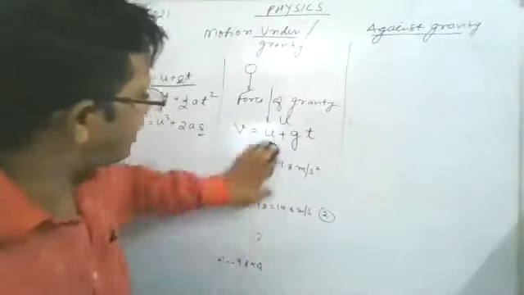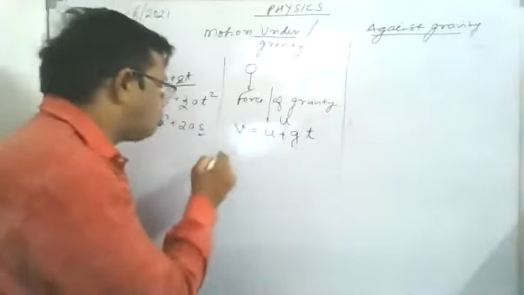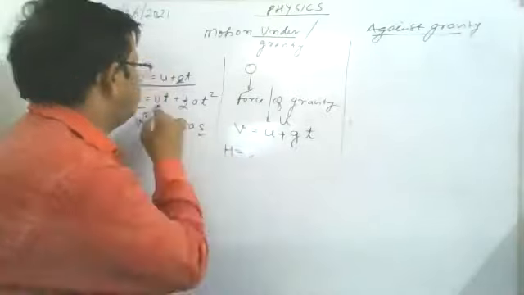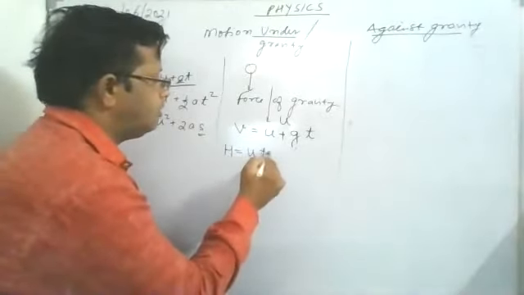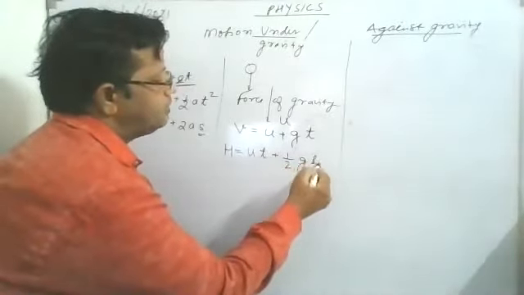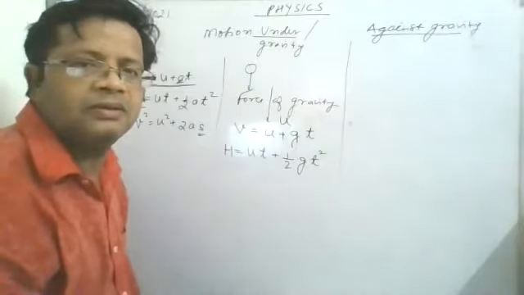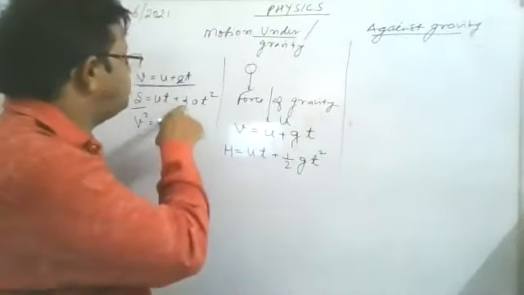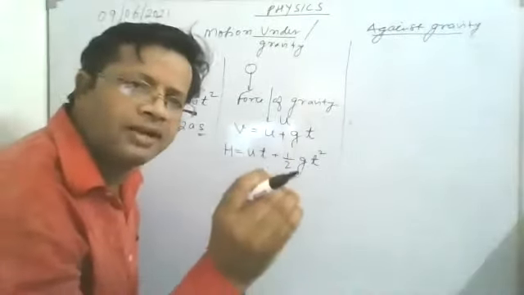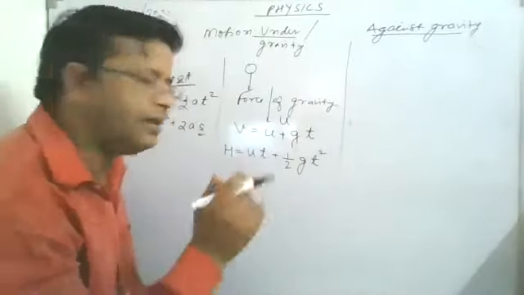Similarly, the second equation will be modified. The vertical distance moved is written as h: h is equal to ut plus half gt square. In place of a, you have to write only g. The value of g is fixed, that is the acceleration due to gravity, and its value is 9.8 meters per second square.